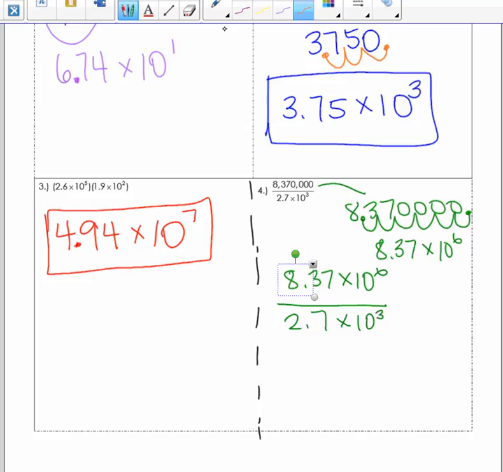So now we're going to take that same approach. These we need to divide. Well, 8.37 divided by 2.7 is 3.1.